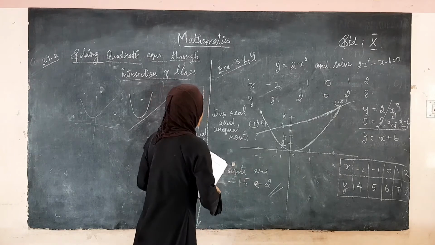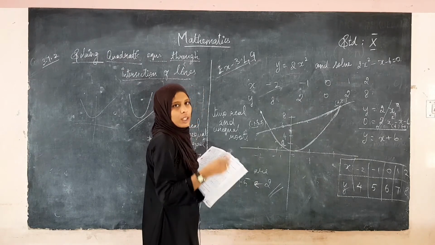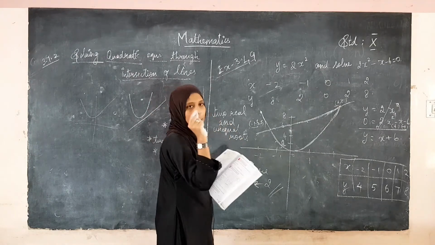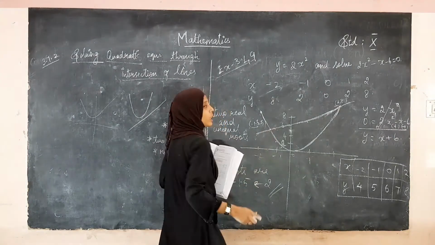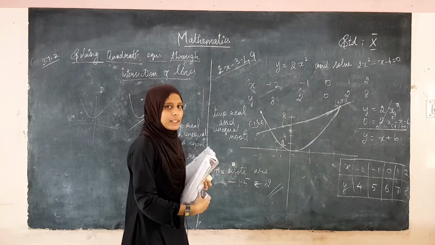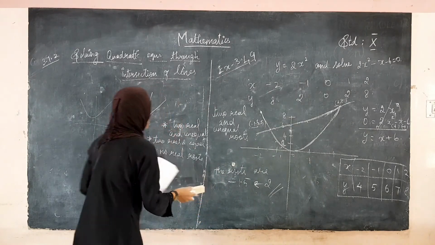Then you have to find the roots. How are we going to find the roots? The points where the straight line and the curve meet. From that point, you have to take only the x value, that is said to be the roots of the equations. Okay.